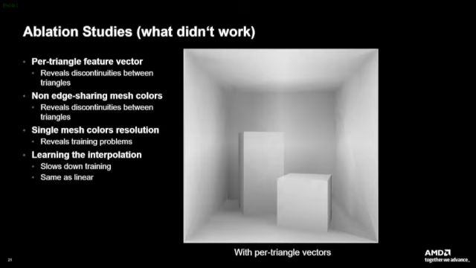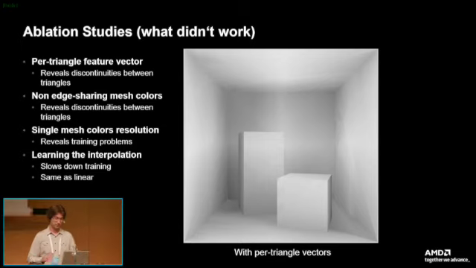Okay. And since this is kind of neural paper where ablation studies are standard, which I like, let's very briefly talk about stuff that didn't work. I said that lowest resolution we use is per vertex. We have tried to go one resolution lower to go per triangle, but that revealed discontinuities between triangles. So it was not worth it. Mesh colors without edge sharing, again, discontinuities, that's useless. You have to go through pain to implement that. Using only single mesh color resolution, that was very bad for training.